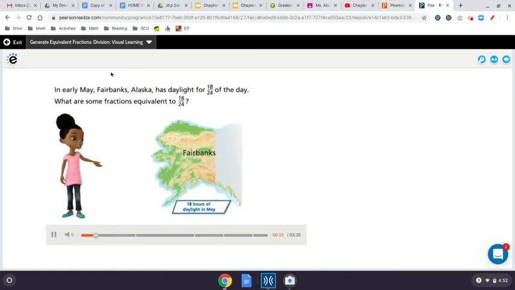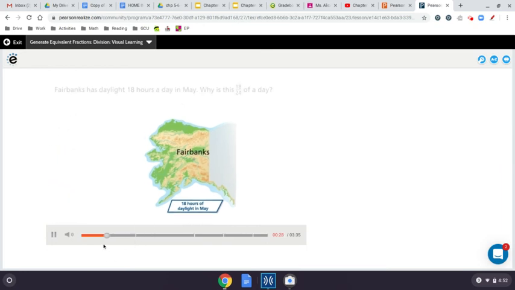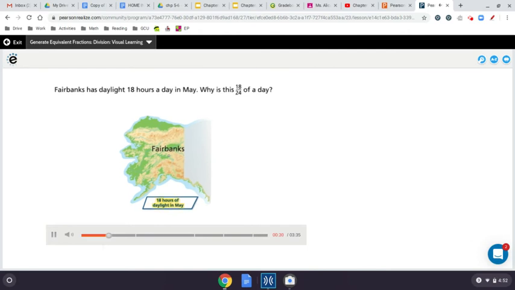In early May, Fairbanks, Alaska has daylight for 18/24ths of the day. What are some fractions equivalent to 18/24ths? Fairbanks has daylight 18 hours a day in May. Why is this 18/24ths of a day?